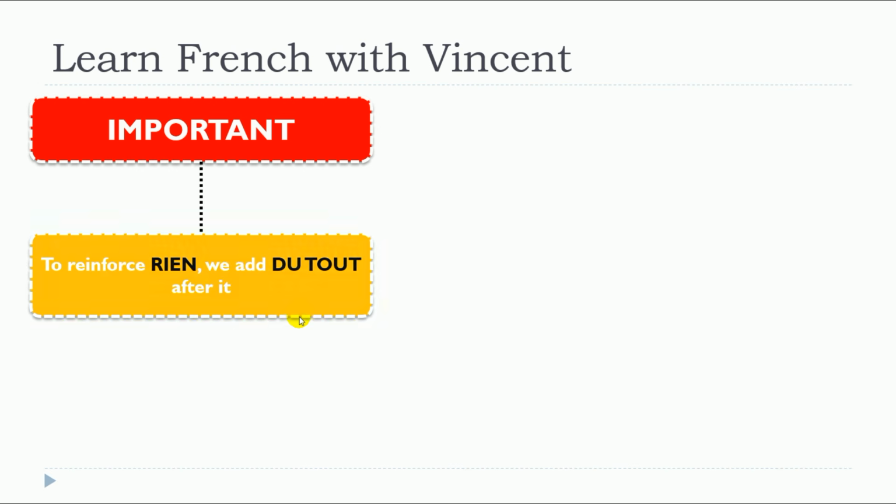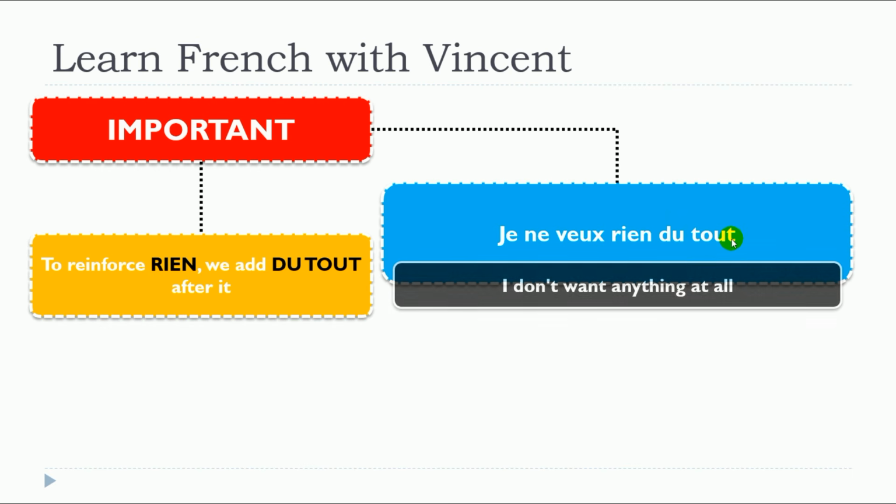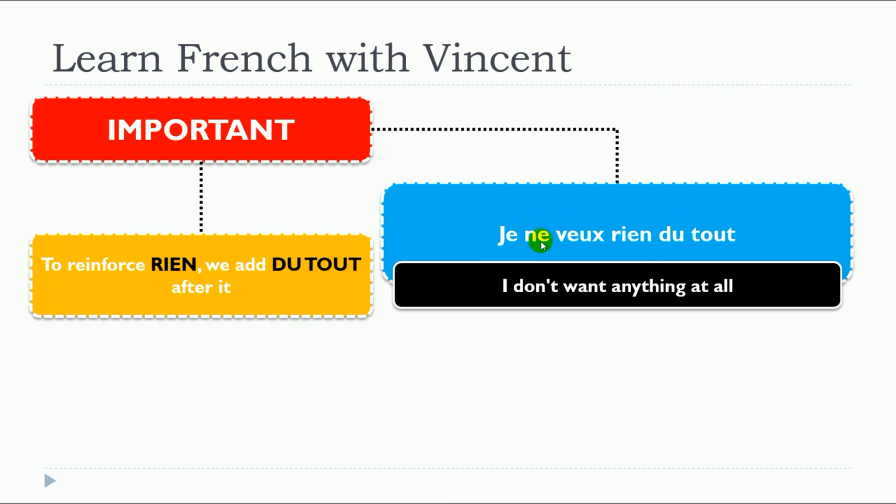So, important thing, remember that to reinforce rien, we can add du tout after it. So, let's see an example. Je ne veux rien du tout. So as you can see, we start with the ne. After that, we put rien, so before and after your verb, veux. And then to reinforce it, you put du tout after rien. Je ne veux rien du tout.